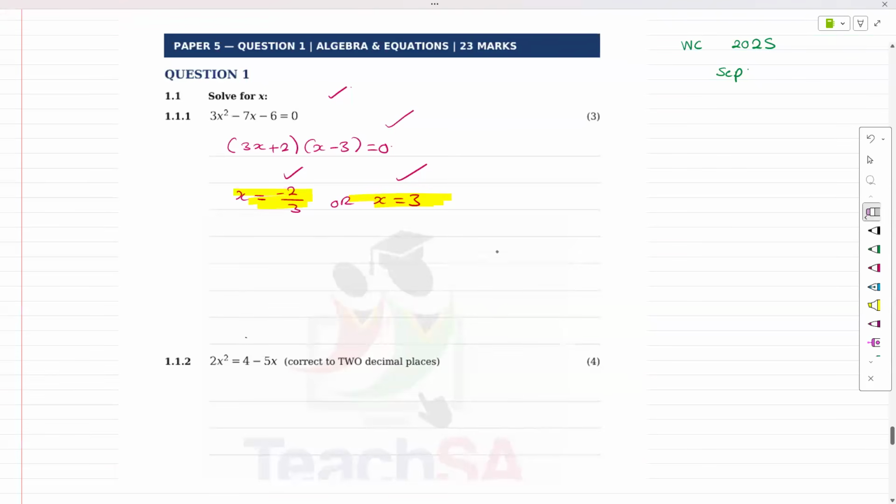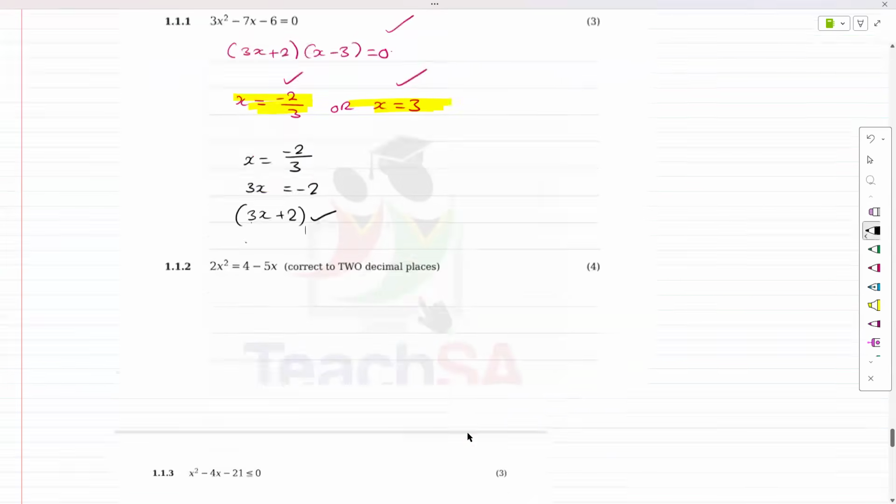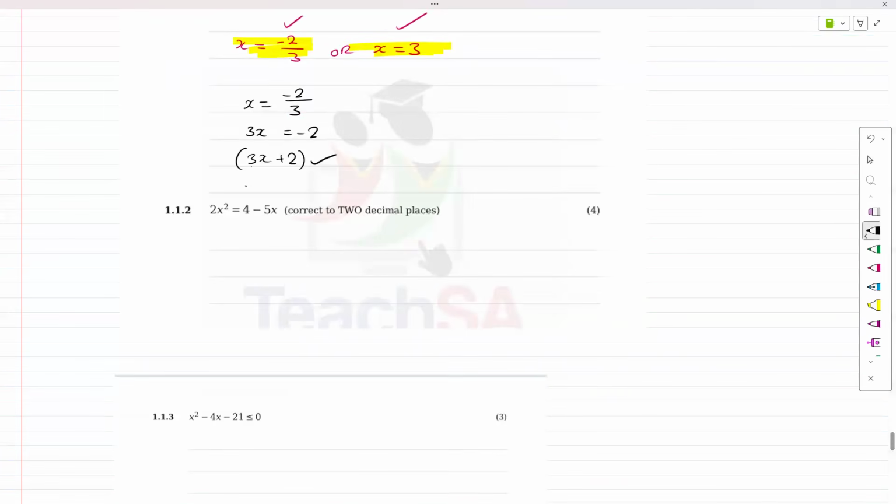Okay, let me leave this on the screen for you, just in case you want to figure out how to go back into the factors. That'll be x minus 3 and 3x plus 2, so you get a mark for this factor. See, the next question, they expect you to use the minus b formula. But this question is a problem.